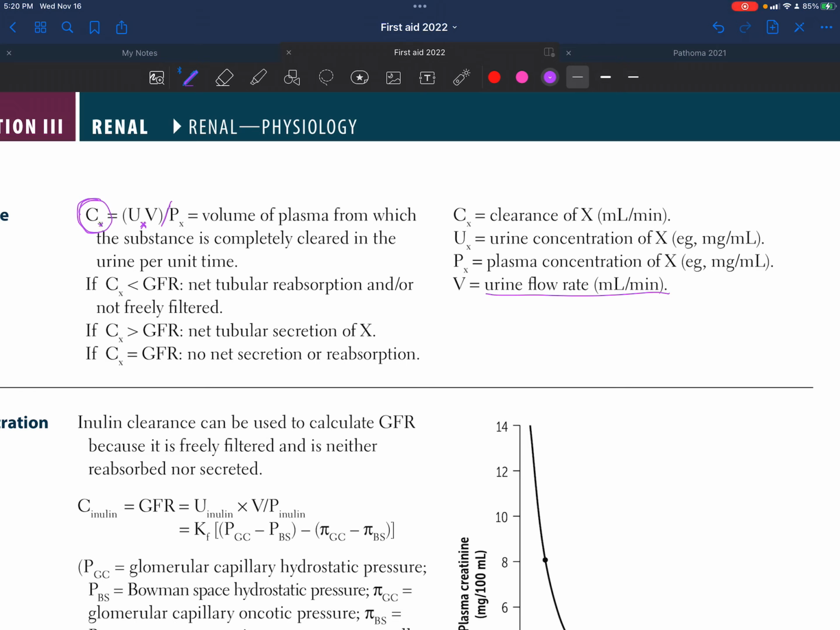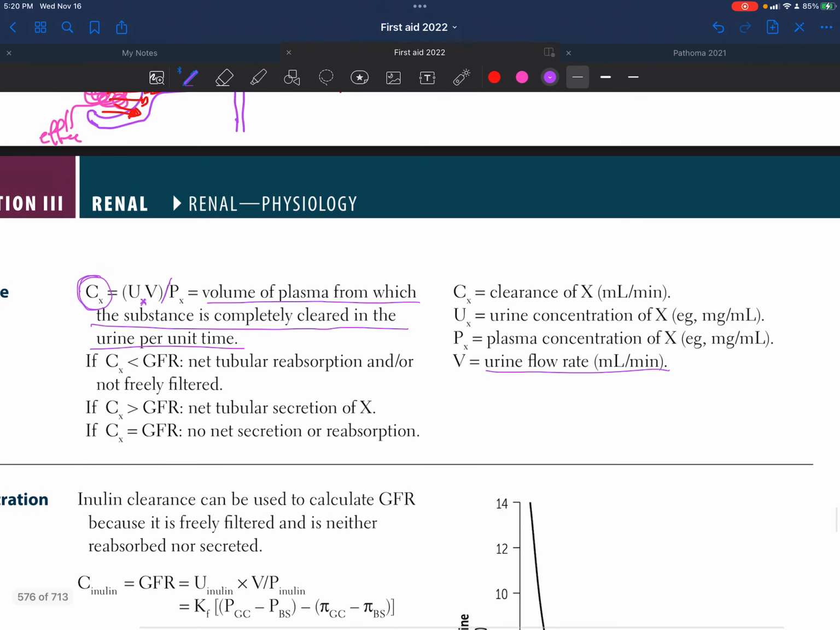So the clearance of X means the volume of plasma from which the substance is completely cleared in the urine per unit time. Let's imagine there is some unknown volume of blood. So this is a volume of blood that contains a material or a solute that is called X. It has a lot of X's.